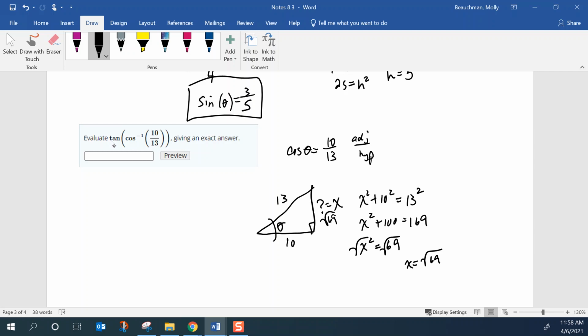Now we want to find the tangent. So whatever that angle is, find the tangent of that angle. Tangent is opposite over adjacent. So the opposite side would be the square root of 69 over the adjacent side, which is 10. So the tangent of the inverse cosine is equal to the square root of 69 over 10. So again, inverse cosine of 10/13 tells us not the angle measure, it's an angle whose cosine is 10 over 13. So draw your right triangle, find the missing side, and then find the tangent of that angle.